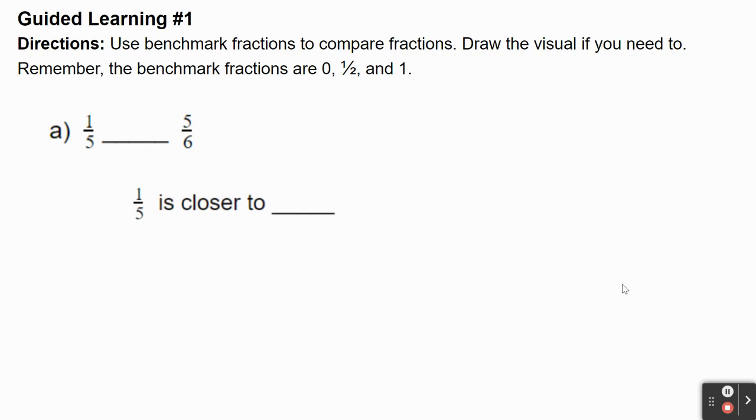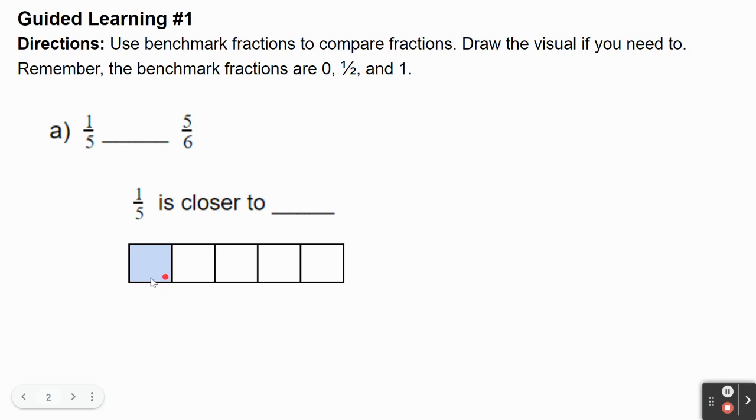So let's see which benchmark fraction 1/5 is closest to. We can draw a visual where we have 5 parts and one of them is shaded. Well, we can see that there's only one part shaded, so this is really close to having none of it shaded. So 1/5 is closest to 0.